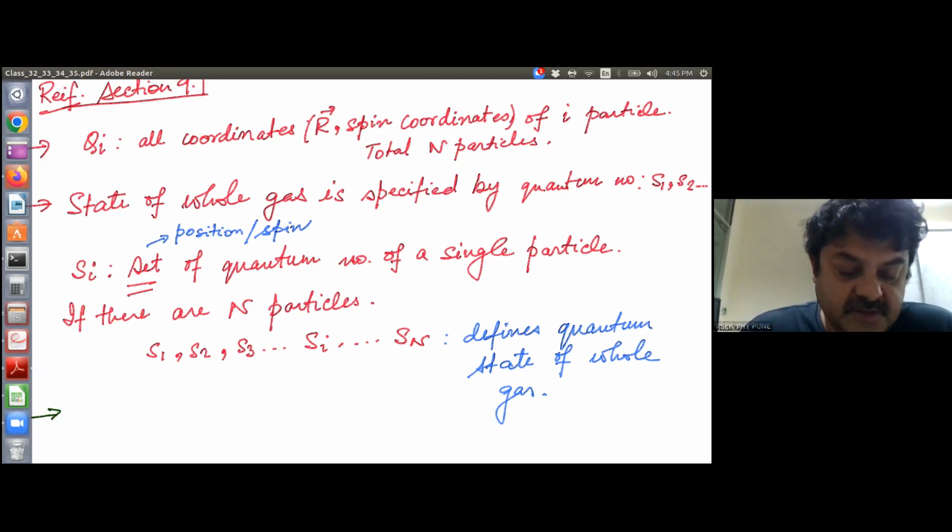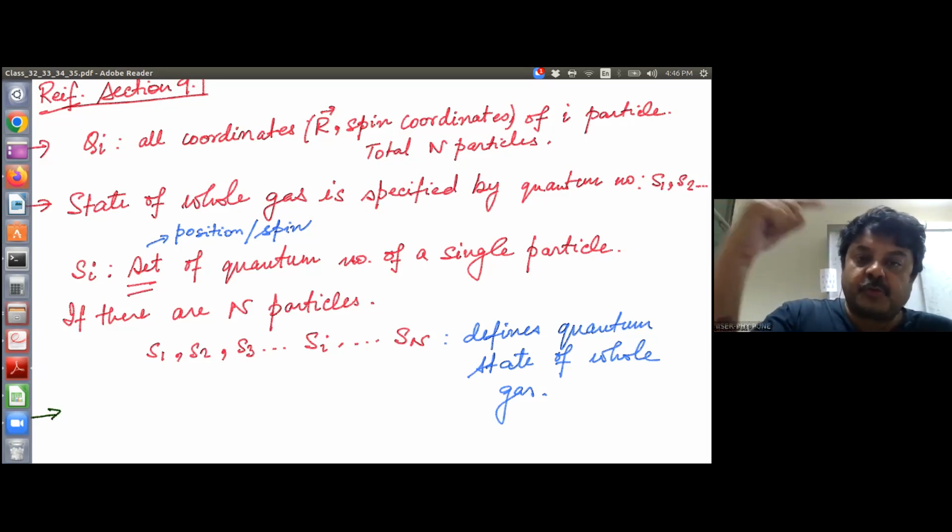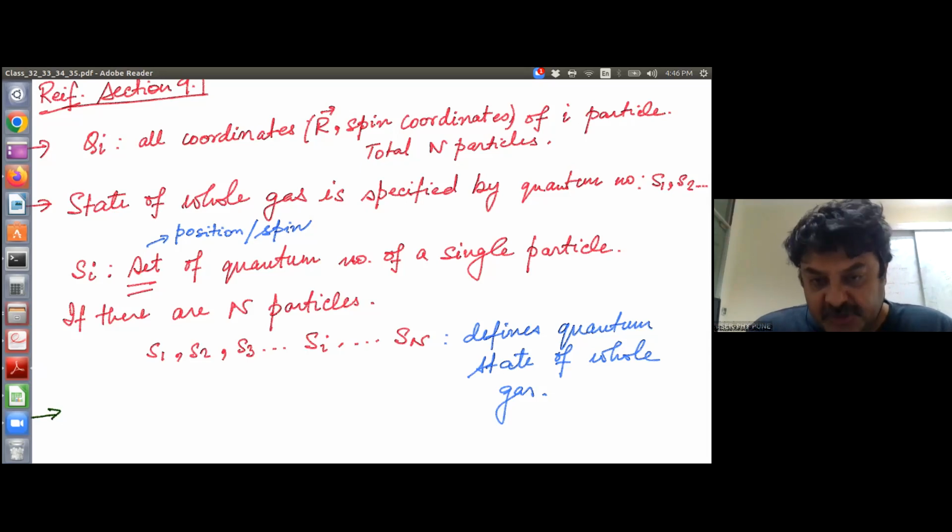If you had fermions, then the two particles will not be able to have the same energy level, especially if their spin is the same. So they will occupy two different energy levels. Corresponding to each energy level, you will have a psi 1 and a psi 2 for the second particle. And the n particle quantum state, or the two particle quantum state, will be made by the Slater determinant combining these two wave functions.